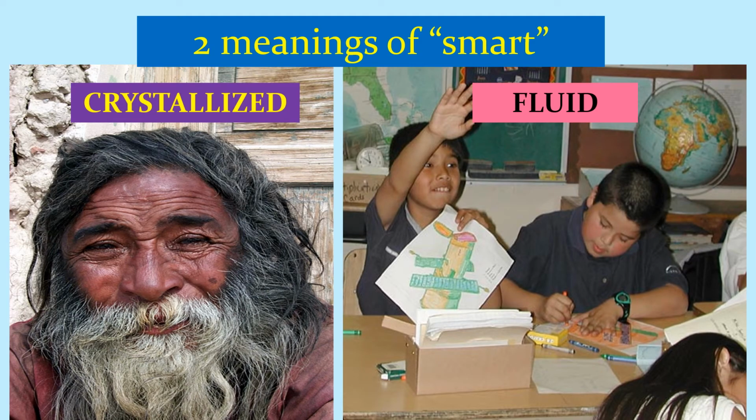So when we say someone is smart, we can mean, well, at least 2 things, maybe a lot of different things. But one thing we might mean when we say someone is smart, the guy on the left who has a lot of knowledge that he's accumulated over many, many years, he has crystallized intelligence. But we also might mean when we say someone is smart, like the little boy on the right, he has what we call fluid intelligence. He's able to pick up things quickly, figure out things easily.